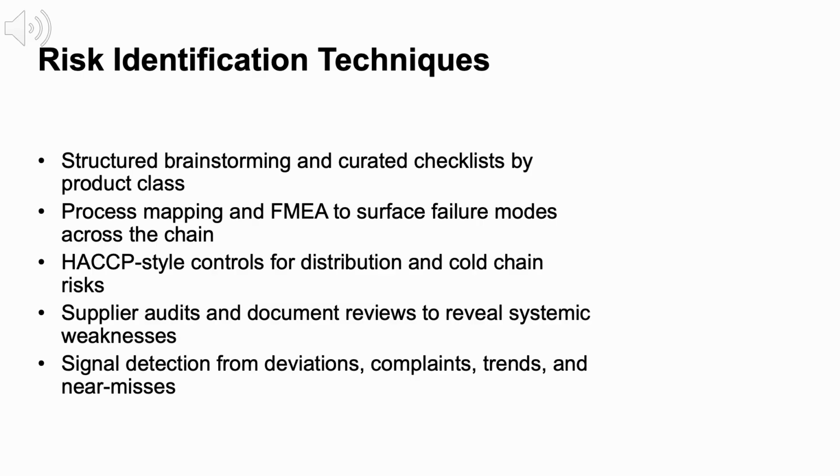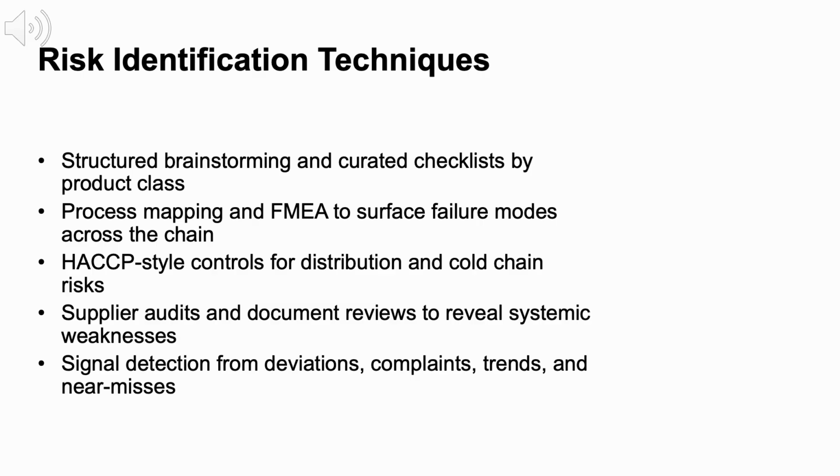Supplier audits and document reviews expose systemic weaknesses such as inadequate training, insufficient process validation, incomplete quality agreements, or data integrity vulnerabilities. The scope and frequency of such audits should be proportionate to supplier criticality and performance history. Increasingly, organizations blend on-site and remote techniques, supported by digital document rooms and live process demonstrations.